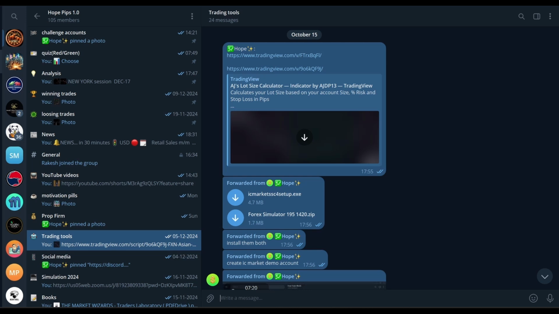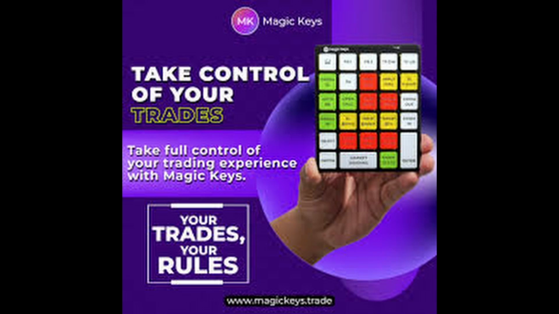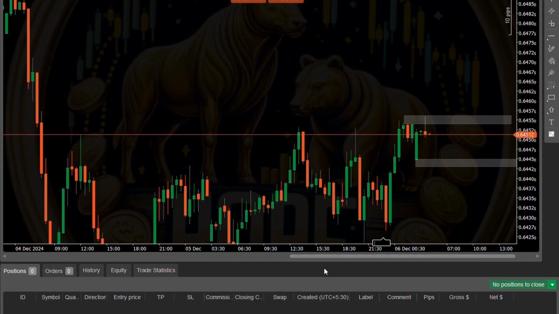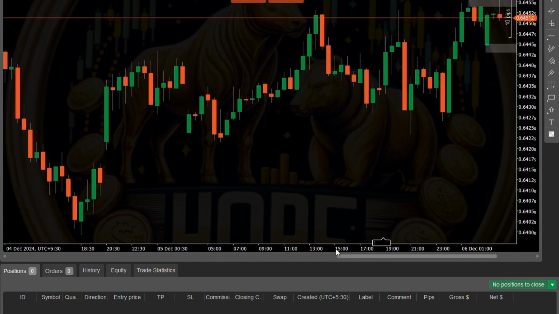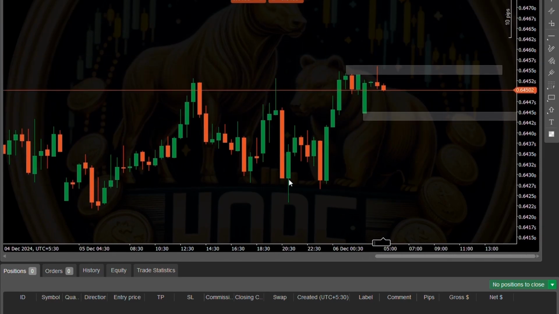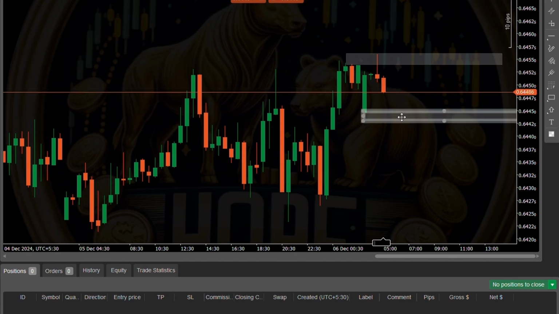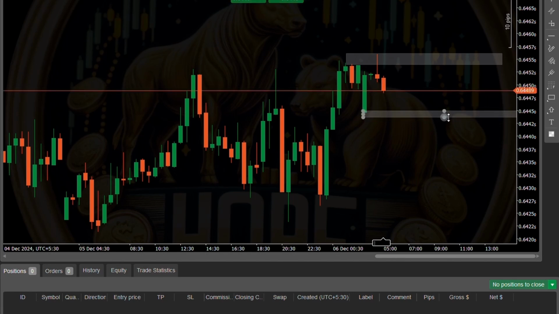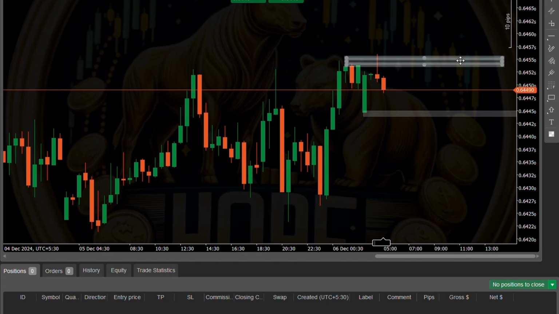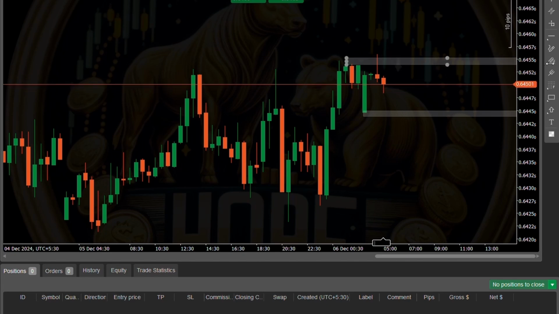But now I am also not using this indicator. I am using Magic Key. This tool is epic. Very useful for quickly calculating lot size according to your percentage of risk per trade and your stop loss. You can also manage the trade after execution. I don't know who developed this indicator, but they are awesome. Now I will show you how to use this.